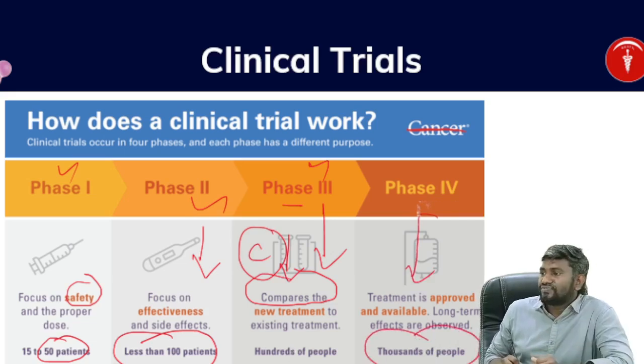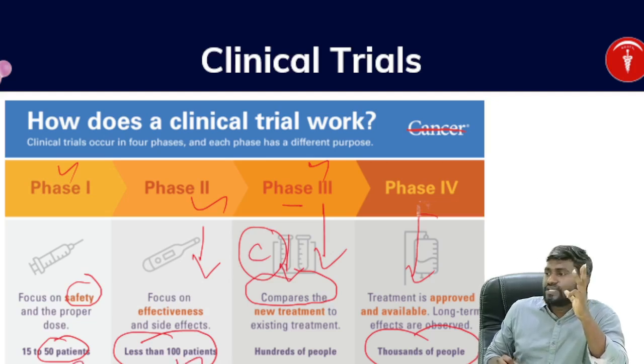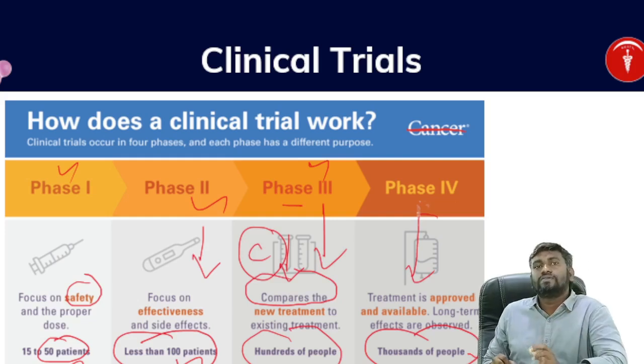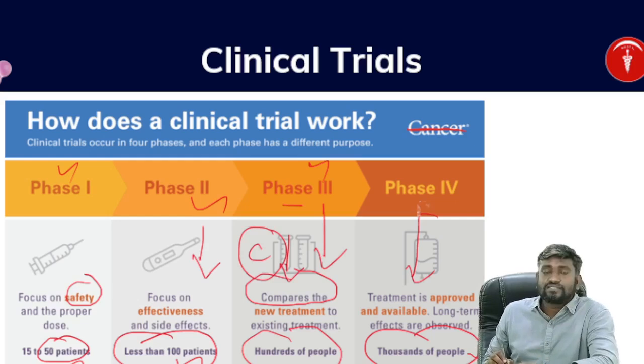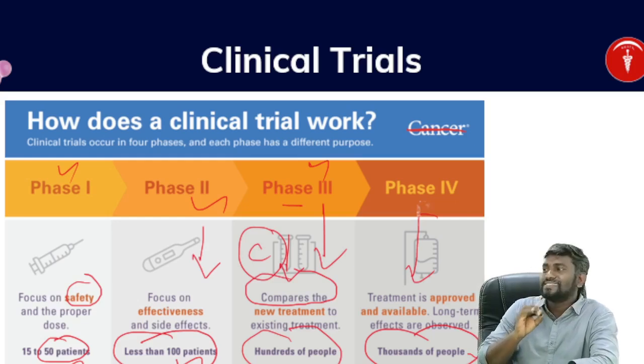Let's quickly revise. In phase 1, patients less than 50. Phase 2, less than 100. Phase 3, it is going to be thousands. And here, in phase 4, it is going to be more than thousands of people. This is called as what? Clinical trials. Please do revise. Very important topic for the main exam.